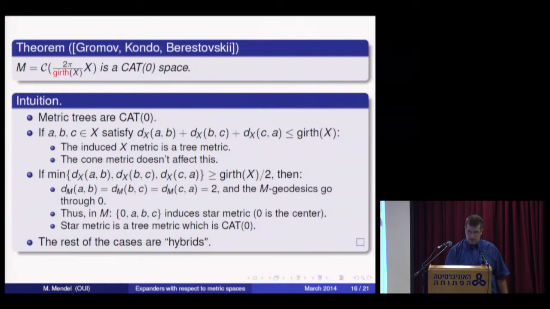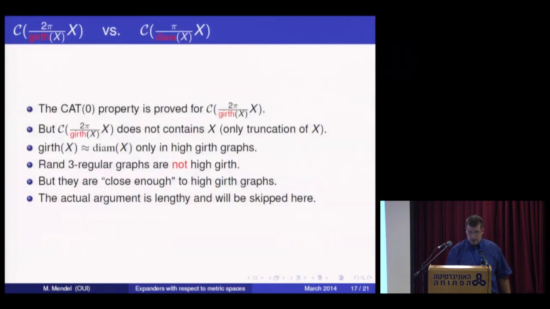So this is just intuition. It's not a proof. Now, the Gromov-Kondor's Bretowski theorem talks about a Euclidean cone over the girth, and we actually want a Euclidean cone over the metric scaled down by the girth. The problem with the Euclidean cone over the metric scaled down by the girth is that it does not contain the original metrics. The truncation is real, right? The girth is smaller than the diameter, and you truncate distances, and you get large distortion.